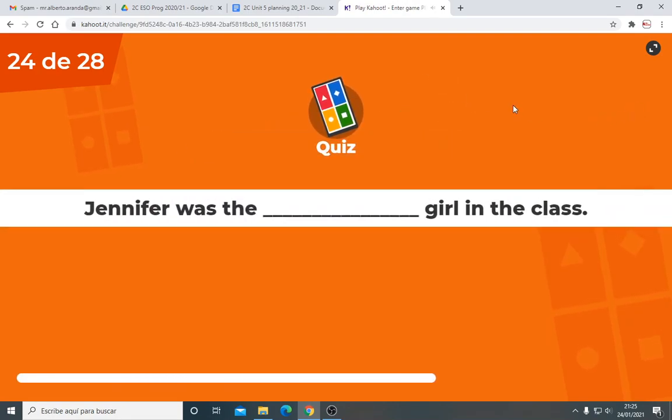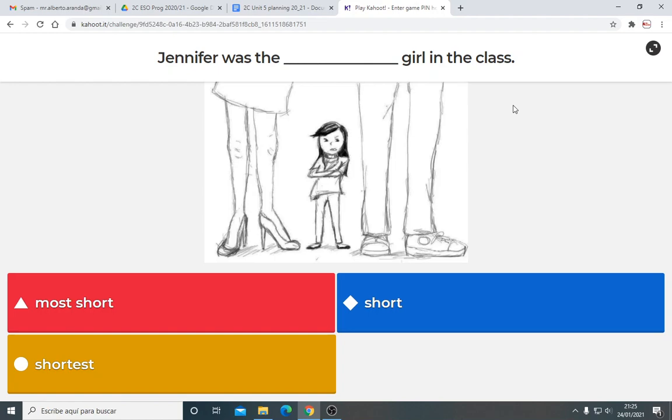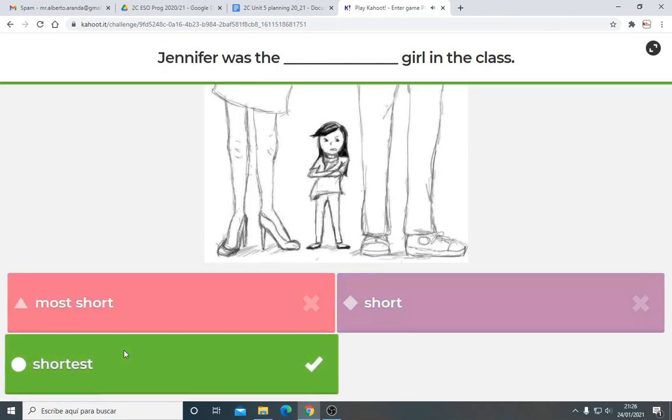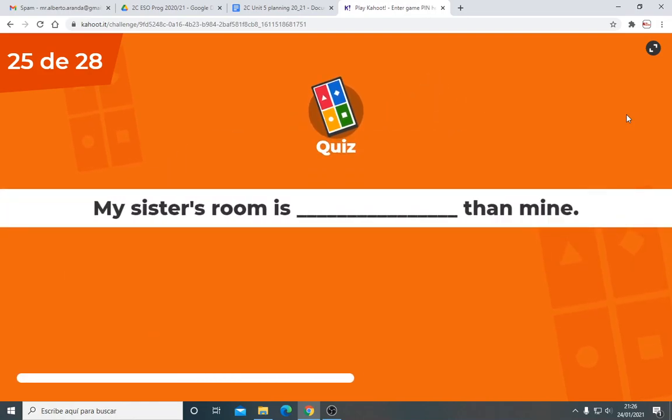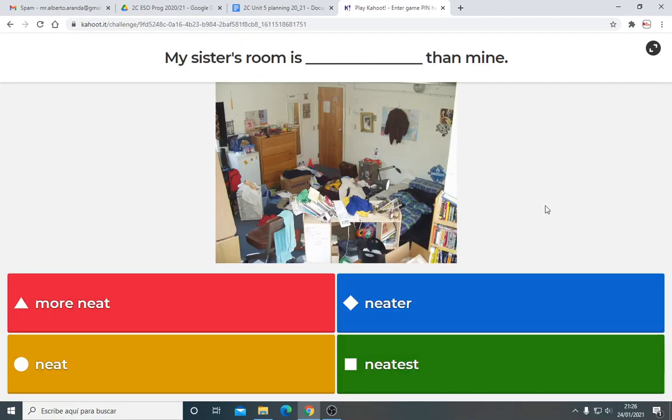4 to go. Jennifer was the, this is a superlative, short, one syllable, so it's got to take ER or EST, shorter or shortest, being a superlative, the shortest. My sister's room is neat, is clean. So neat is one syllable, a short word, so it can be neater or neatest. Than, it's a comparative, so neater.